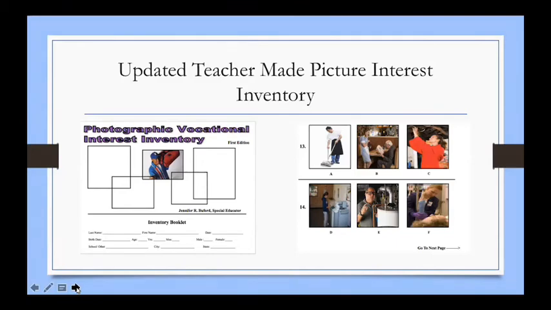And so this teacher updated the vocational interest inventory to include maybe more up-to-date photos. And there is a ton of pages. I just did a screenshot on these to show you how it works. The students identify the things specific to what they are interested in through this assessment.